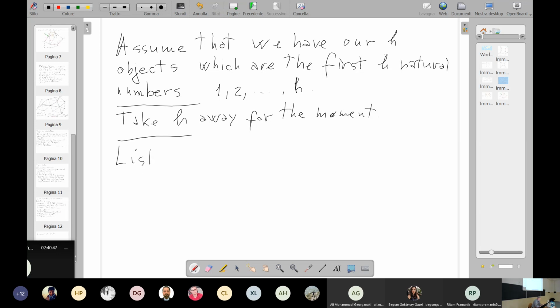List all p of h minus 1 permutations of one, two, up to h minus 1. Okay? And think we have listed them. I'll do it in the next page.